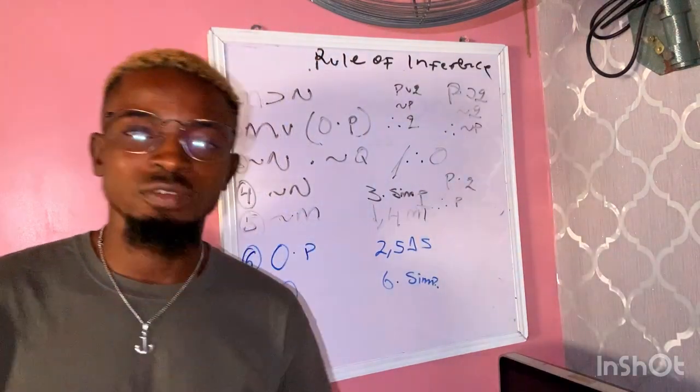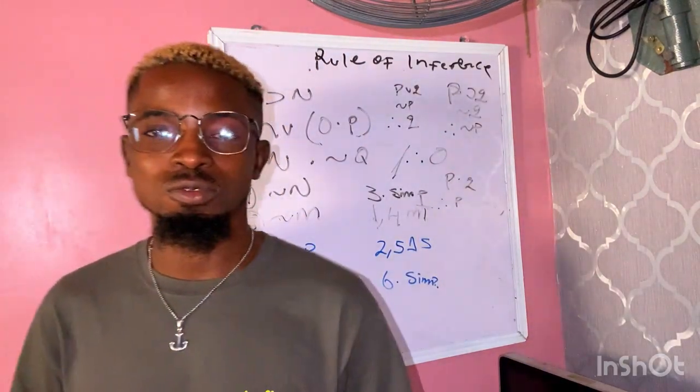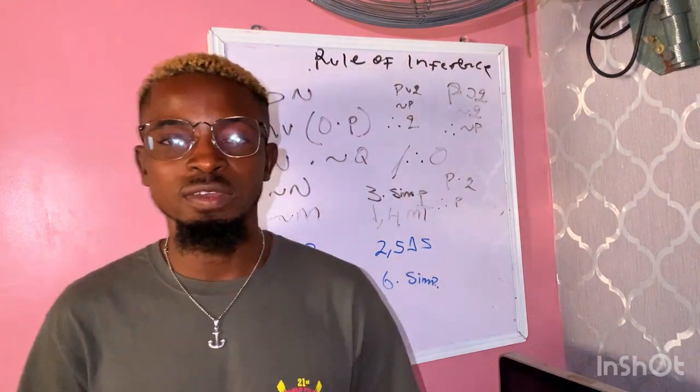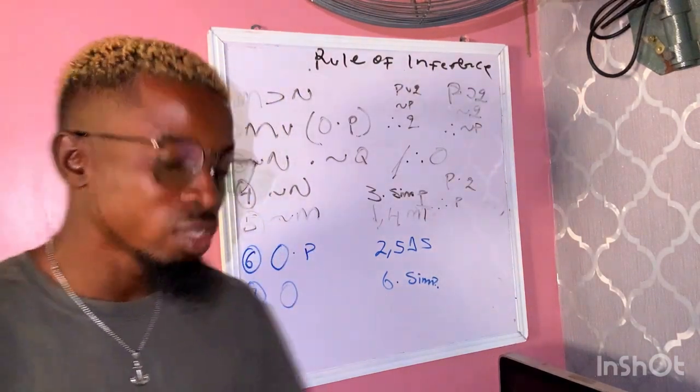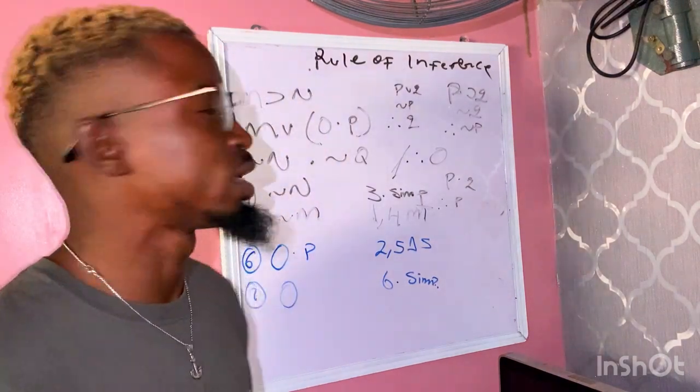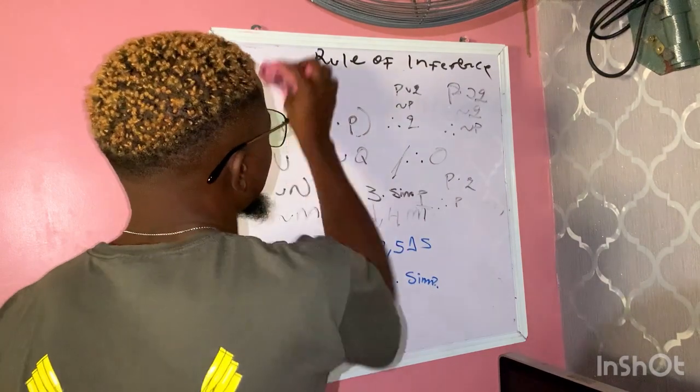So the rule of inference is no more than that. All you just have to do is to keep applying the rule until you arrive at the given conclusion. So once you arrive at the given conclusion, you stop. That means you've answered the question. So let us quickly solve probably one more example, then we can move on to the rule of replacement.